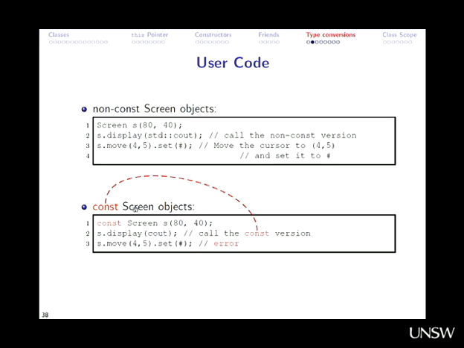This const screen object calls the const version of display with the console out. But then when it tries to move and tries to set, you get an error. And we saw this in the first hour.